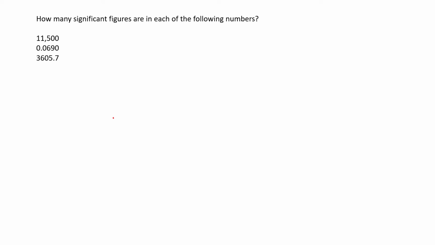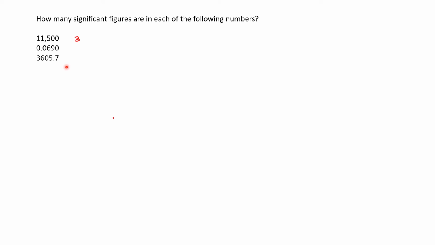So let's go to the problem solving. How many significant figures are in each of the following numbers? This one has trailing zeros, but there's no decimal place. So this one has only 3 significant figures.